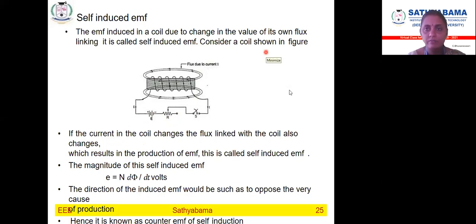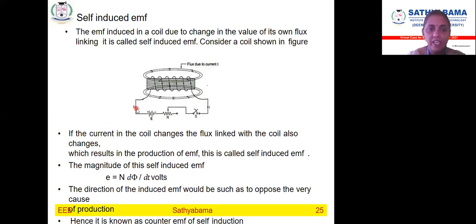It is a rheostat. Yeah, you can call it a rheostat also. When I vary the resistance here using a rheostat, what happens? The current flowing through this conductor changes.